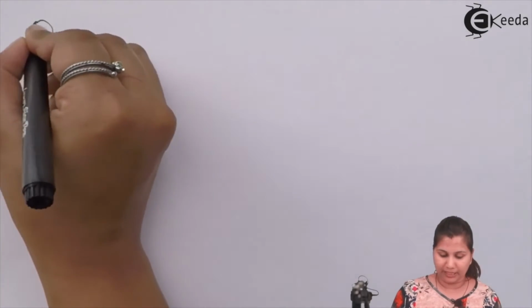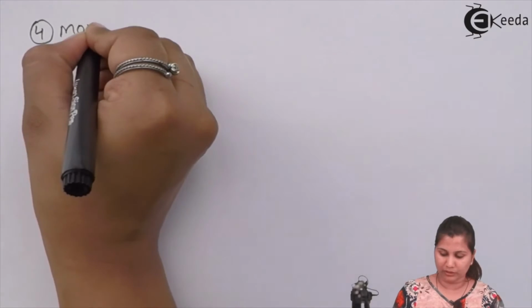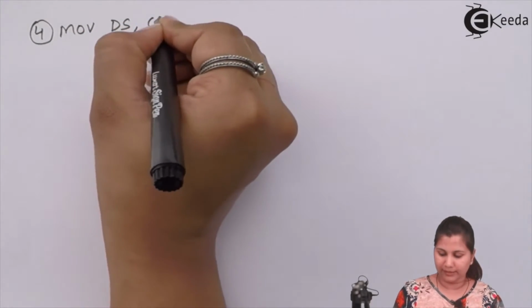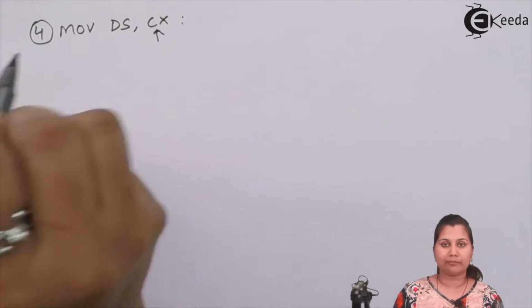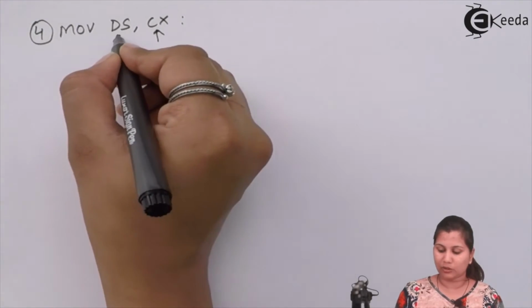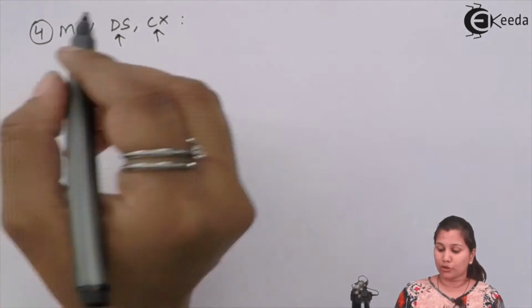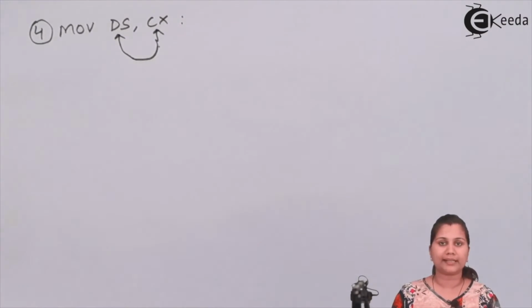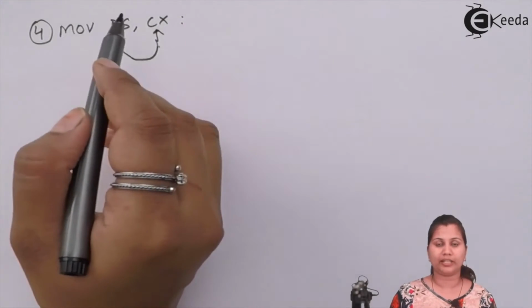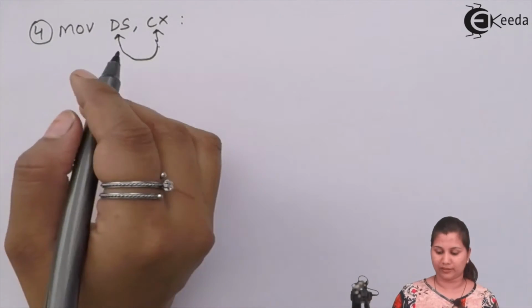Next example we have is MOV DS, CX. In this, CX is a 16-bit register. Data segment is also a 16-bit register. So the contents of this register will be copied into the data segment register. So this is the transfer of data between two registers.